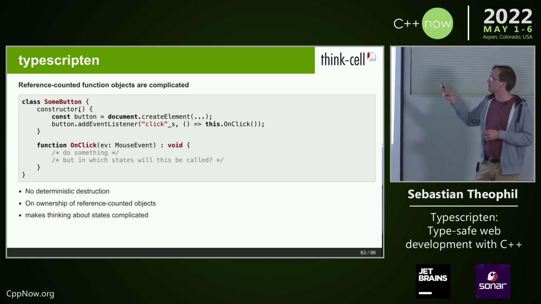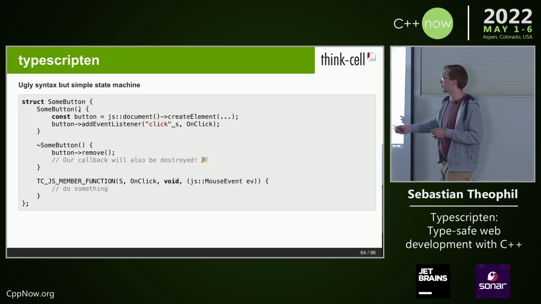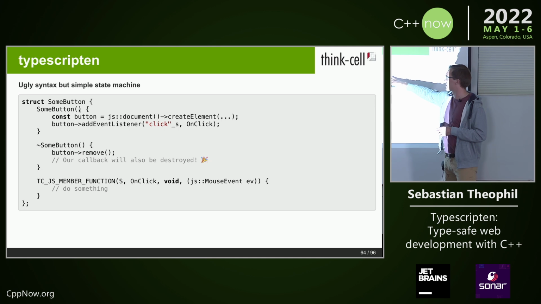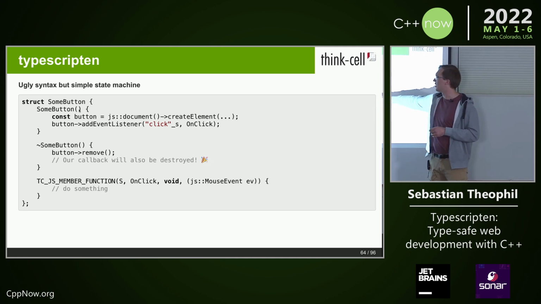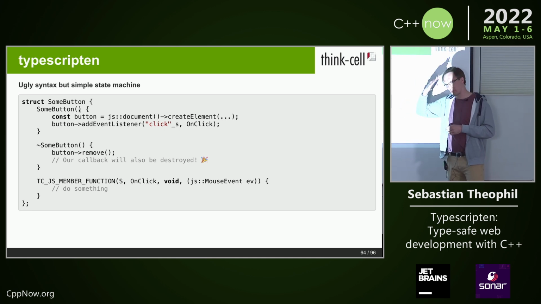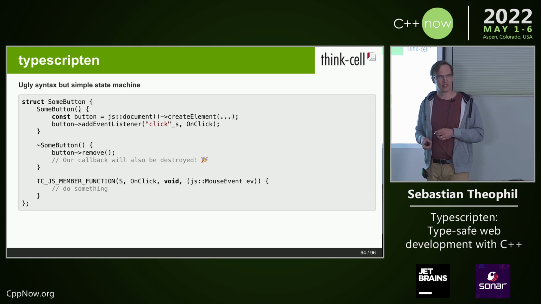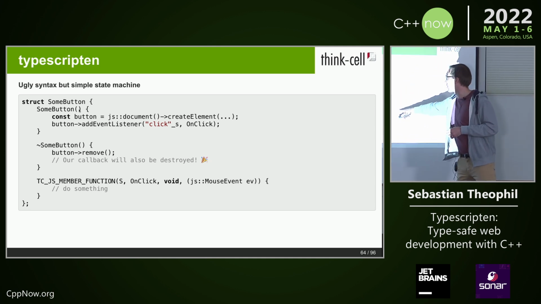So we would like to do something like this in C++. Well, we have a constructor that does its thing, and then we have a destructor that cleans everything up, and it makes sure that this callback is destroyed and it's never going to be called again. And we can think about this, we can reason about this. Okay, so what do we have to do to make that work?